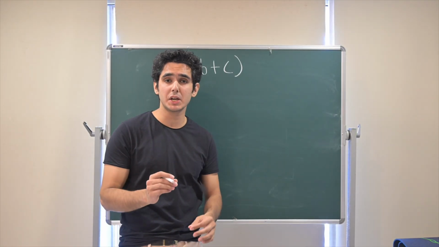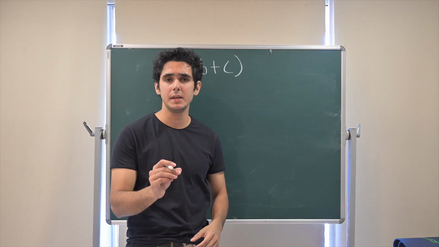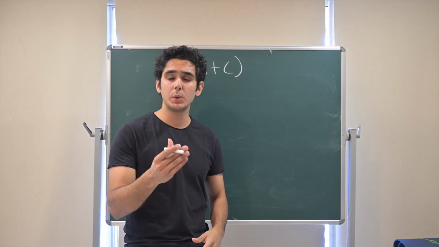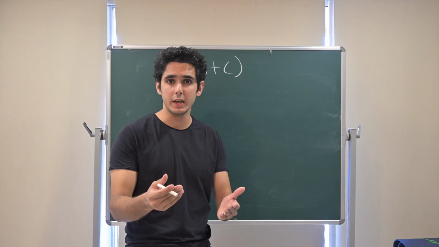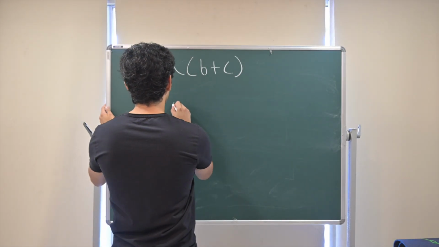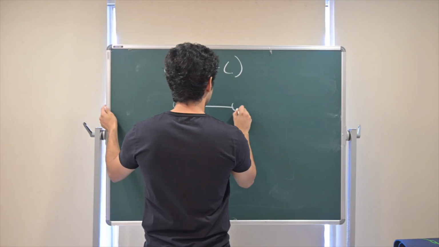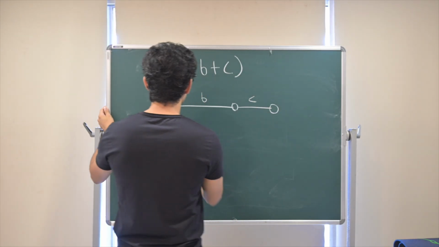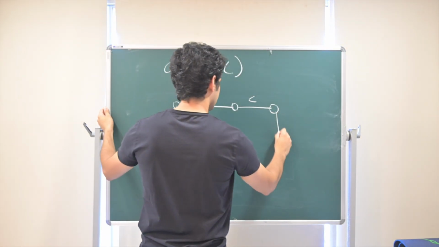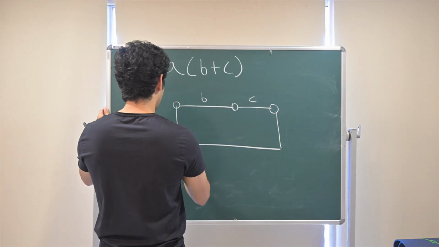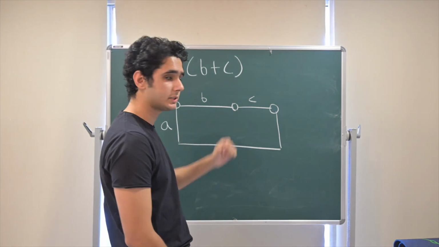Now, what would the expression a times (b plus c) mean visually? As we've learned, it would mean that we have to form a rectangle of sides a and b plus c. So let's do that. We have one side here that is b plus c and another side here that is a. And this is a times (b plus c) visually.